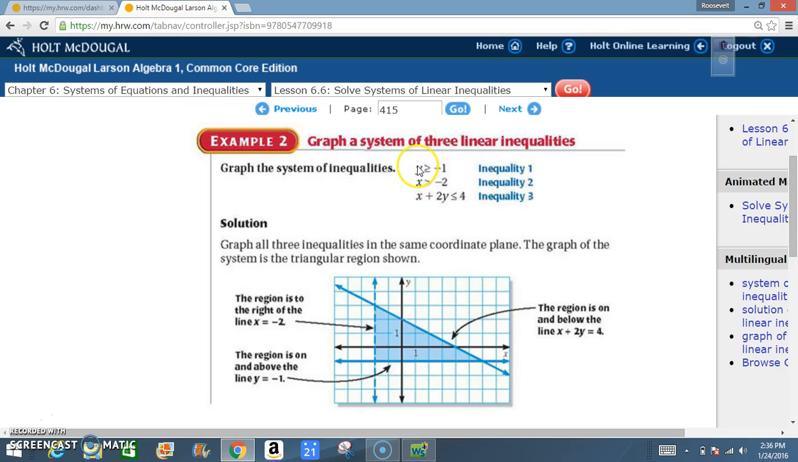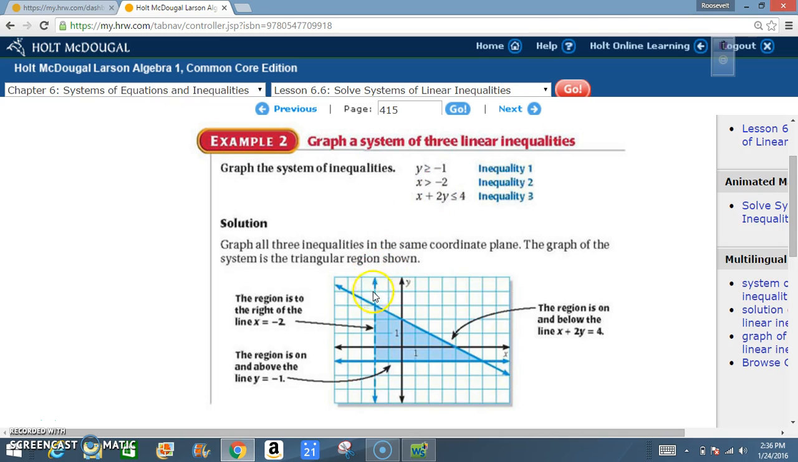All right, now the graph of y is greater than or equal to negative 1. That would be this graph right here. You go down, you're at 0, negative 1. So that would be that line right there. Now, since it says equal to, the line is going to be solid. Now, it did say greater than. So since it says greater than, we shade everything above. That's greater than.